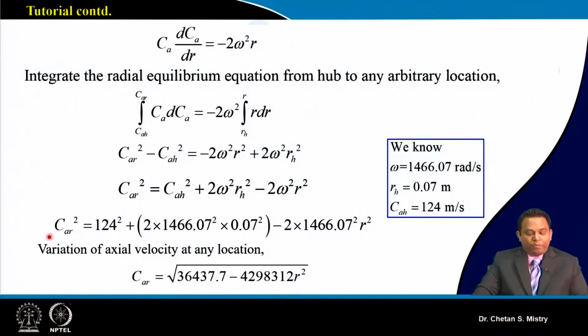So if I put this in the equation, it says my axial velocity at any radial location will be given by this formula. So now you can understand what will be the use of our radial equilibrium equation. Okay. So do not forget the formulation of the radial equilibrium equation and its application.